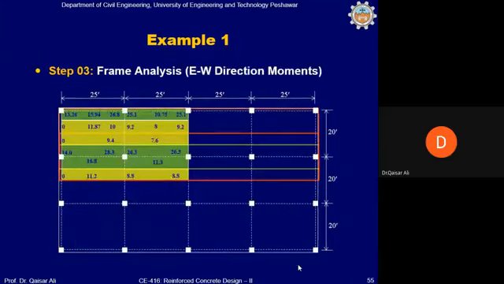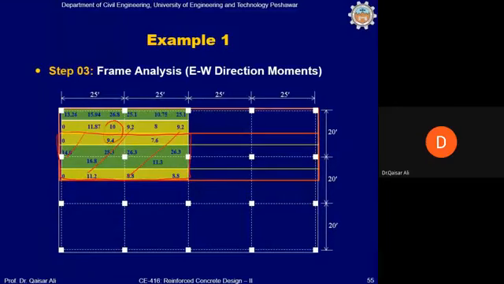Okay, this is the final bending moment values along the east-west direction. Now you should pay attention to the values. First of all, look at the values in the interior frame, which are these values. These are the values in the interior. These are the column strip values and the middle strip values. And then you have exterior frame. Now, if you look at the middle strip values of interior frame and exterior frame, these are these values.